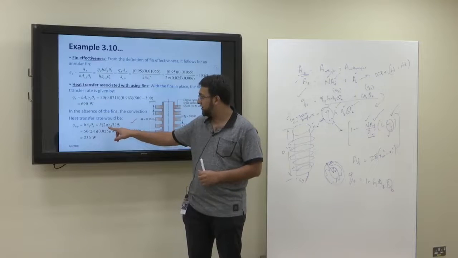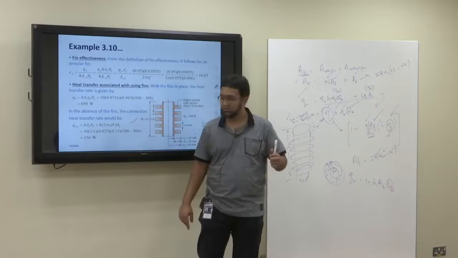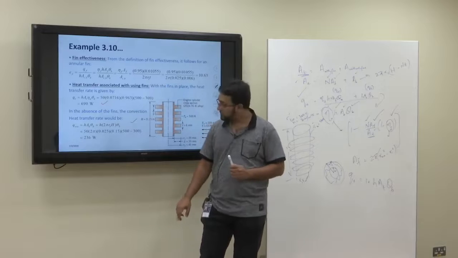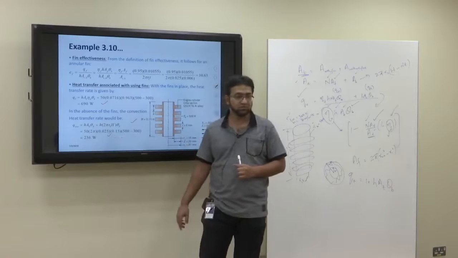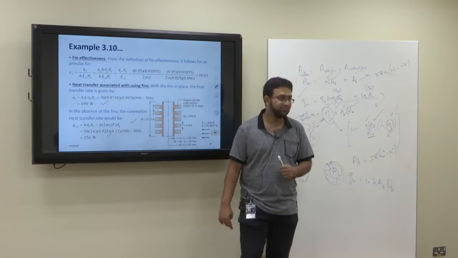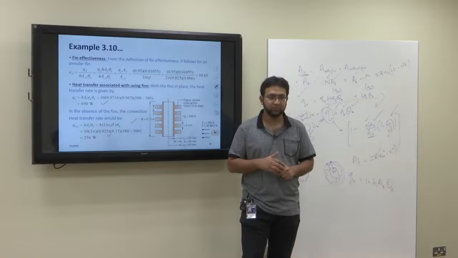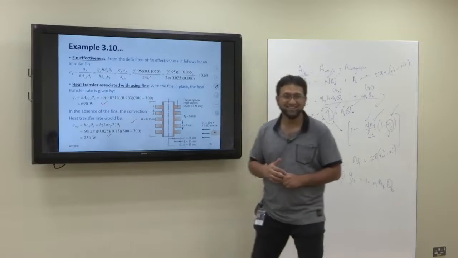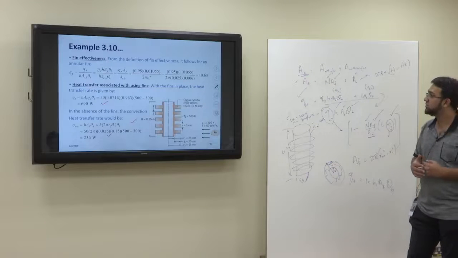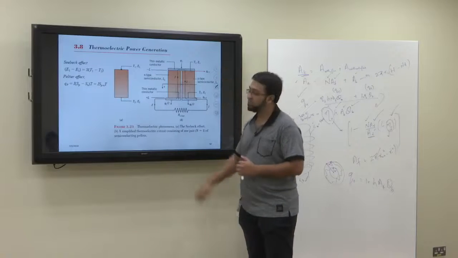So hA here is 2 pi R1H, and then theta B. So with fin, the heat transfer is 690 watt. Without fin, heat transfer is 236 watt. Well, that's good. That's a considerable increase, more than double. So addition of fin was useful. Almost triple. Yeah, almost triple. So that's good. So anyways, that's this problem. So this topic is over.